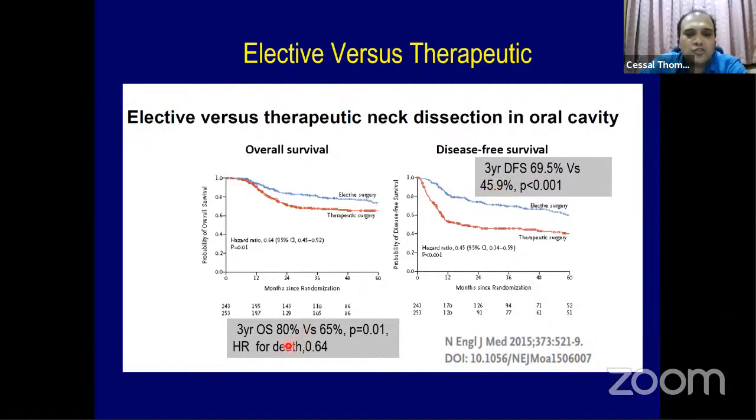There is almost a 15% improvement in overall survival, and a dramatic reduction in death. The hazard ratio of death was 0.64, a 36% relative reduction in death in patients who received elective neck dissection compared to therapeutic neck dissection in early oral cancer. A substantial number of patients had tongue tumors in this paper, published in the New England Journal of Medicine in 2015, and presented by Professor Anil D'Cruz in the plenary session of the ASCO annual meeting in 2015.